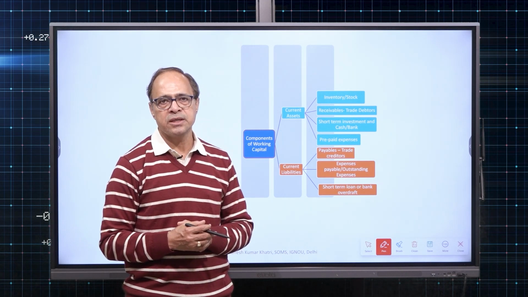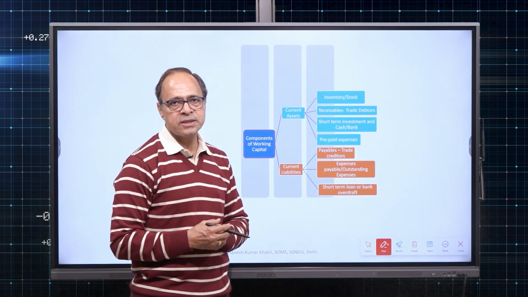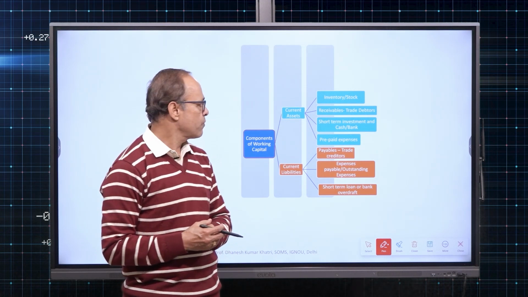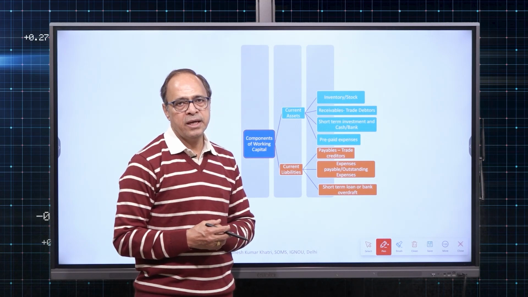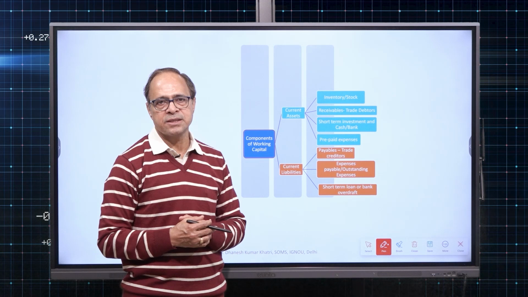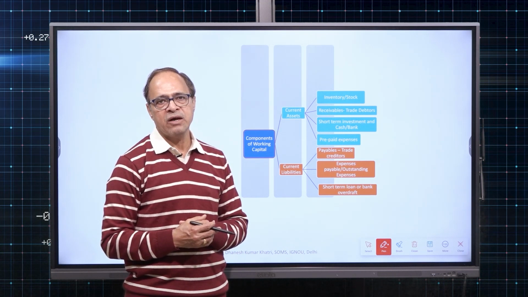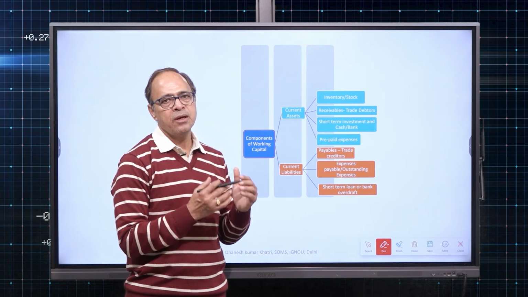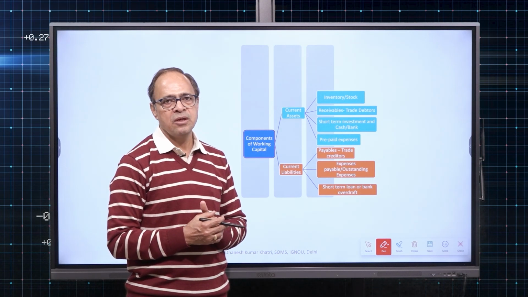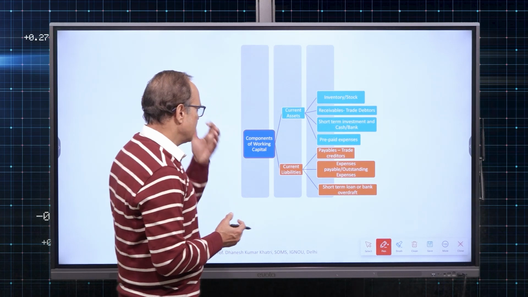or likely to be converted into cash within 1 year, and these include inventory or stock, receivables, that is trade receivables, also known as trade debtors or sundry debtors, short term investment and cash and bank balance. Short term investment, sometimes what happens, the company has a surplus cash and that surplus cash is invested in treasury bills or government bonds or in bank FDR, so that for the time being the company can earn interest on that idle funds, and subsequently when the season comes, funds are required, they will be used for operating purposes. So, that is short term investment.